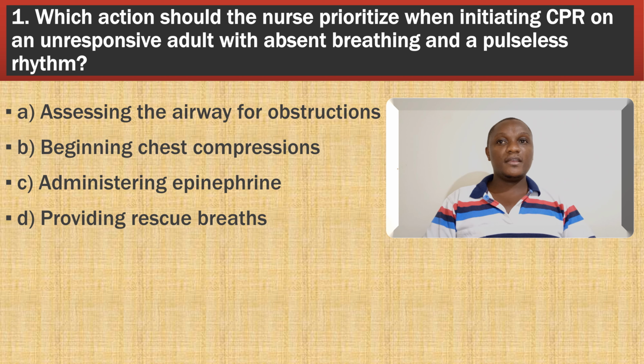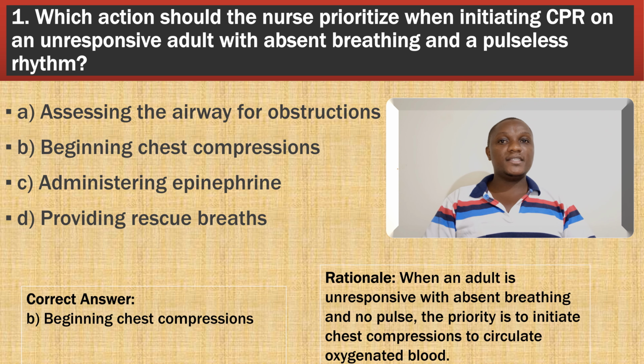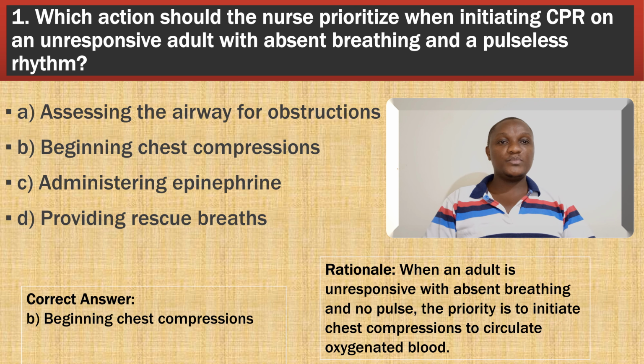Now let's compare. The correct answer is B. Beginning chest compressions. When an adult is unresponsive with absent breathing and no pulse, the priority is to initiate chest compressions to circulate oxygenated blood.